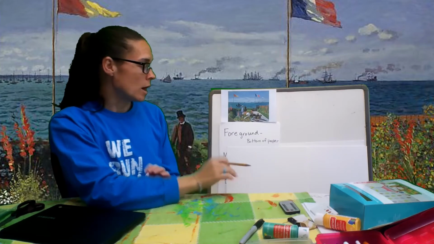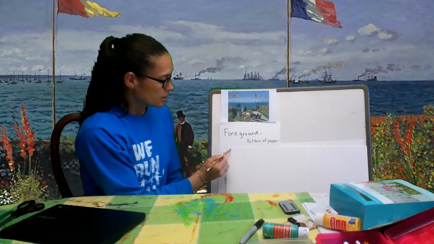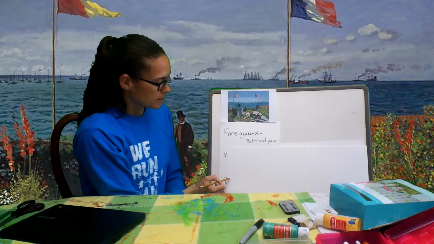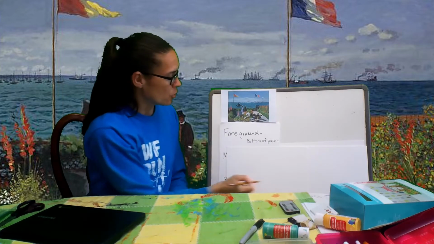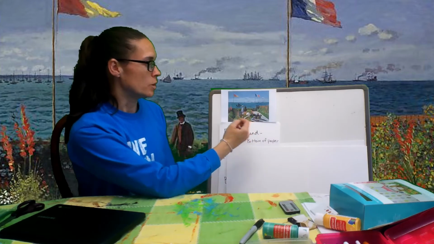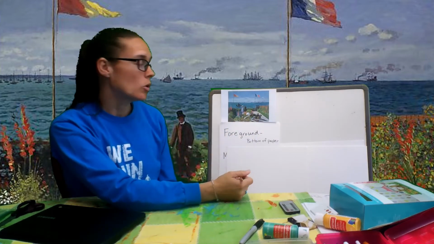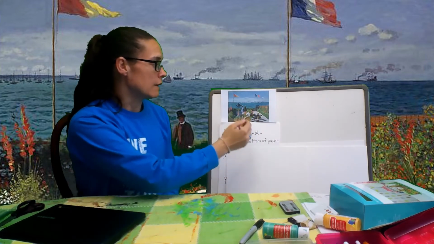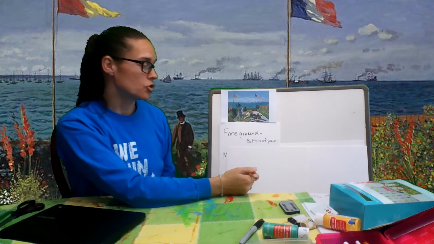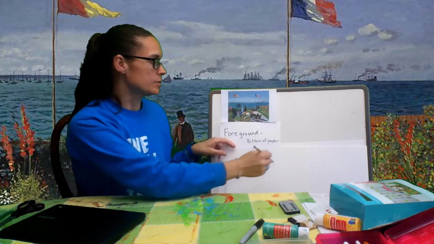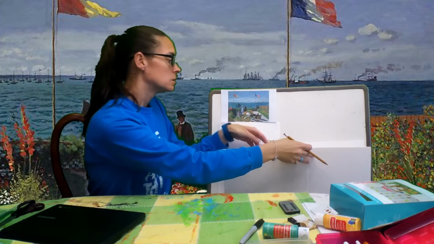Now they can be wherever you want, but remember, this is your sky, this is your water, this is the fence, and this is your foreground. So that is your scene where you can either have people, or you can have the flags, or you can have the chairs, or you can have flowers and trees. I've got a couple of examples that I'm going to show you.